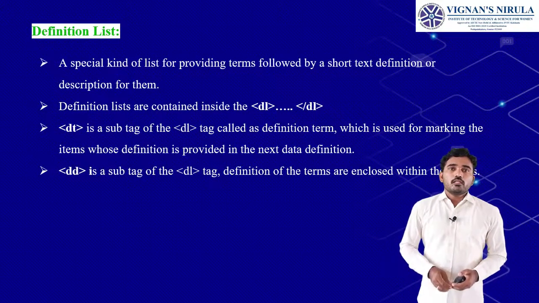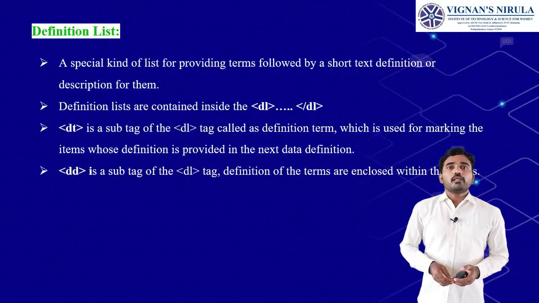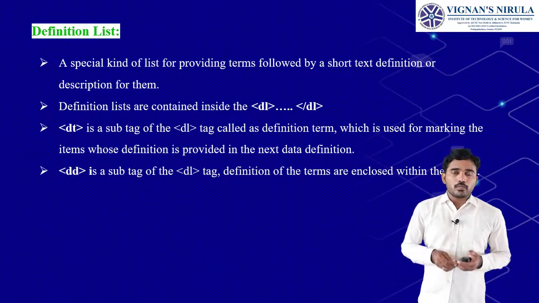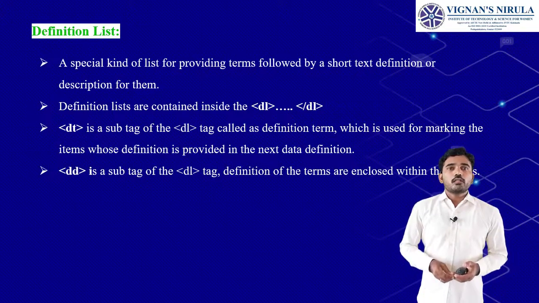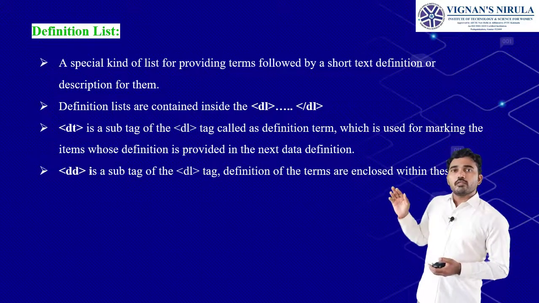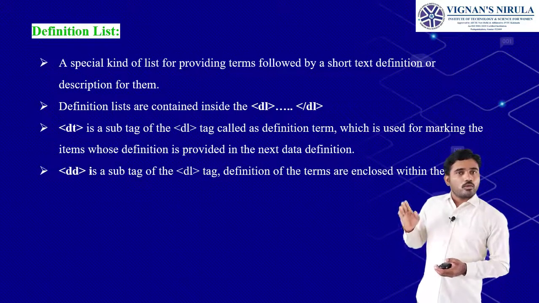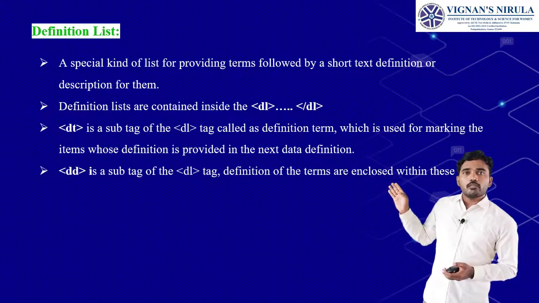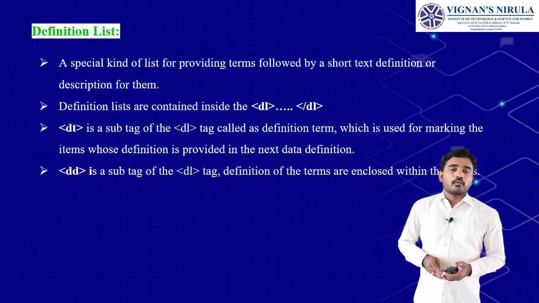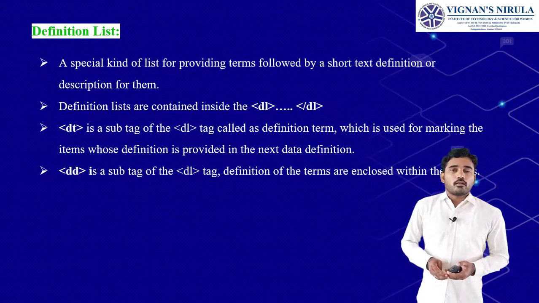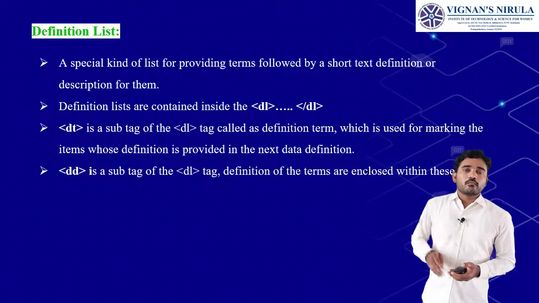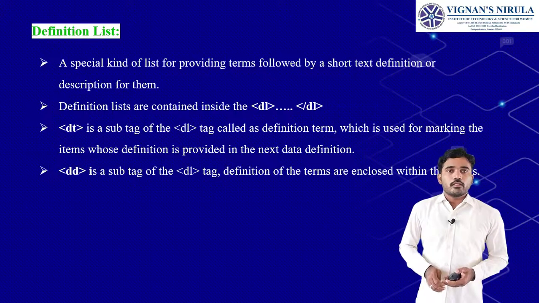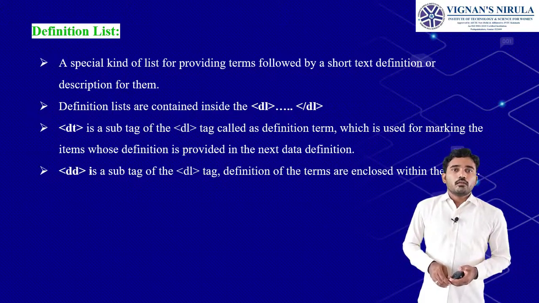And see, coming to the definition list. The definition lists are a special kind of list for providing terms followed by a short text definition or a description for them. These definition lists are contained inside tags, as usual like UL and OL, and they are denoted as DL. As usual it has an opening tag and a closing tag, and this DL stands for a definition list.